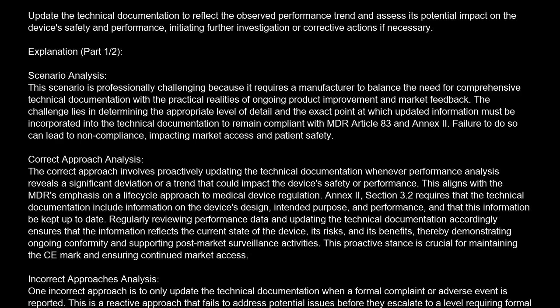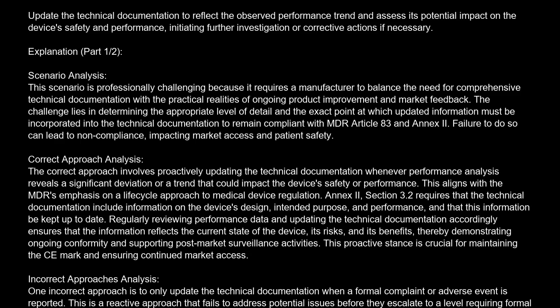Correct approach analysis. The correct approach involves proactively updating the technical documentation whenever performance analysis reveals a significant deviation or a trend that could impact the device's safety or performance. This aligns with the MDR's emphasis on a lifecycle approach to medical device regulation. Annex II, Section 3.2 requires that the technical documentation include information on the device's design, intended purpose, and performance, and that this information be kept up to date.